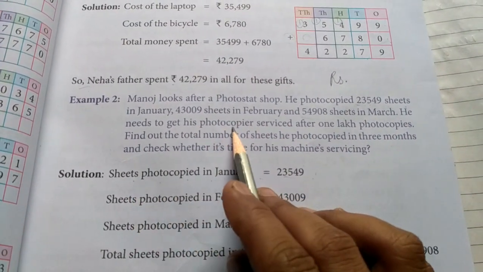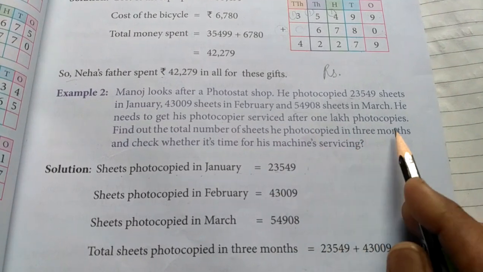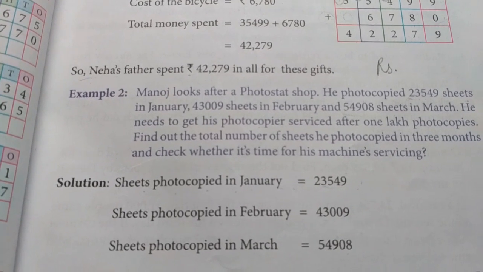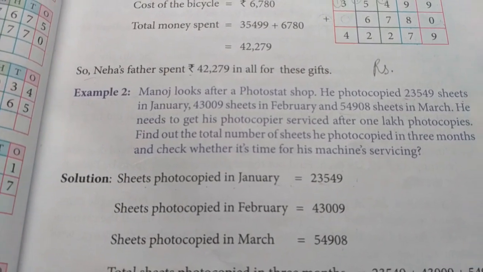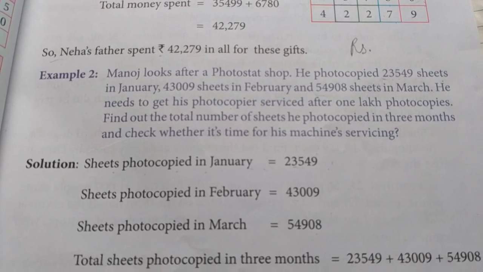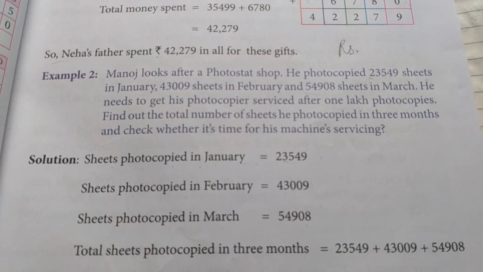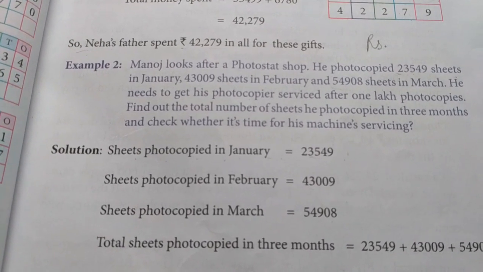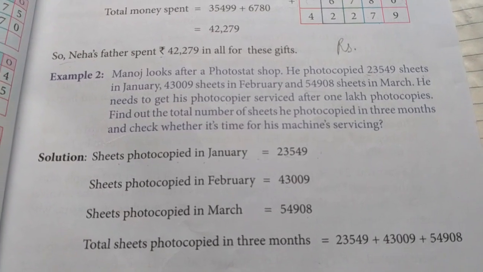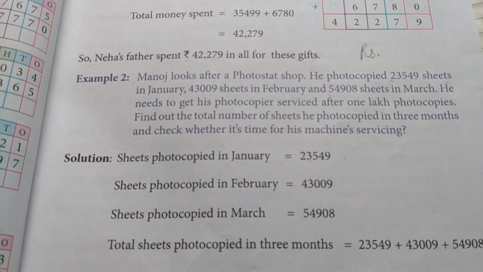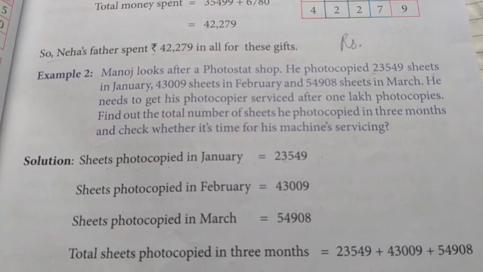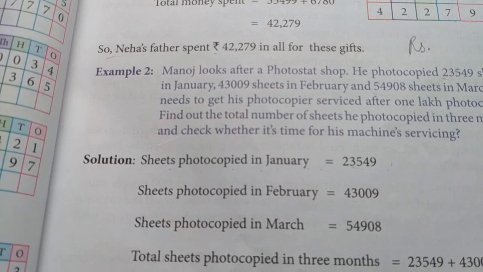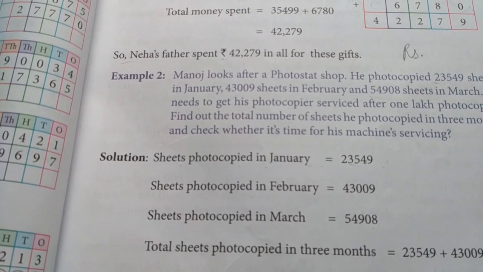He needs to get his photocopier serviced after 1 lakh photocopies. Yes, one new thing has come over here: after doing 1 lakh photocopies, that machine needs to be serviced. That machine needs to be given a kind of service, okay? Because if it is not given, then the machine will not function properly. So it must be mentioned in that machine's manual that after taking out 1 lakh photocopies from that particular machine, Manoj has to give a service to that photocopy machine.